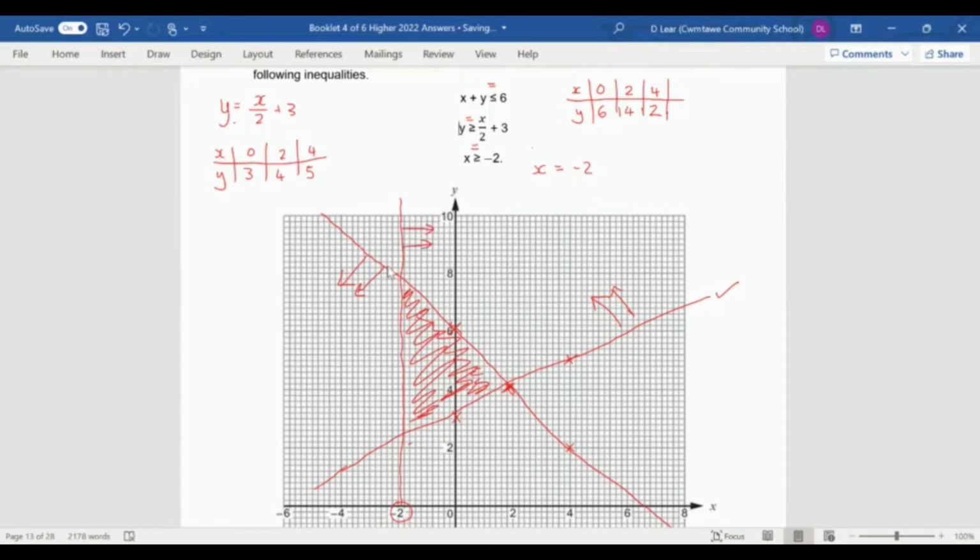So if I want to stay below that line, above that line, and to the right of that line, the only region that does that is that triangle. But like I said, you can get away with just colouring in the triangle that is made. And that's the end of that.